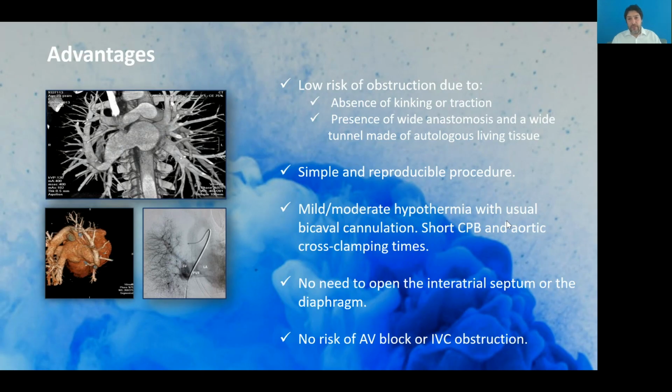There are short cardiopulmonary bypass and aortic cross-clamping times. Usually, cross-clamping times are around 40 to 50 minutes. There is no need to open the interatrial septum or the diaphragm, and there is no risk of AV block or IVC obstruction.